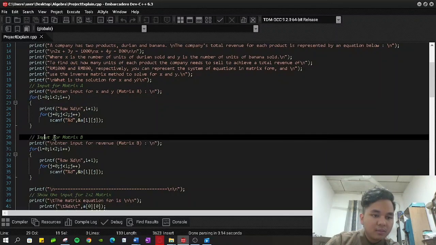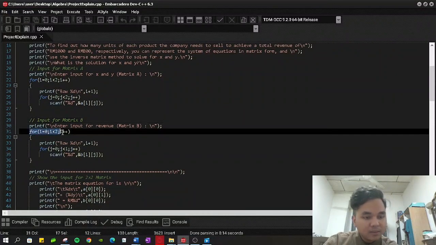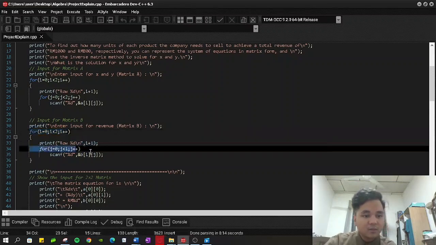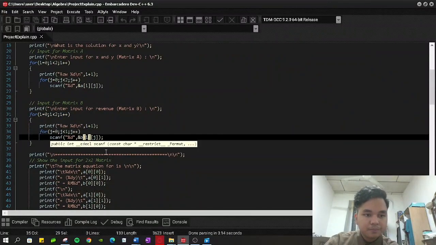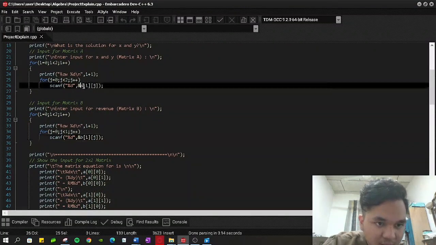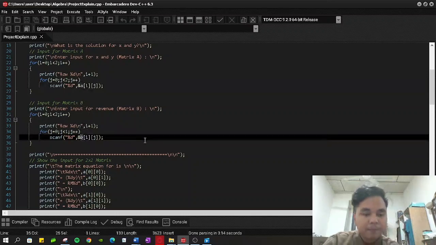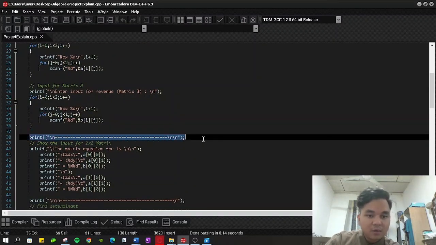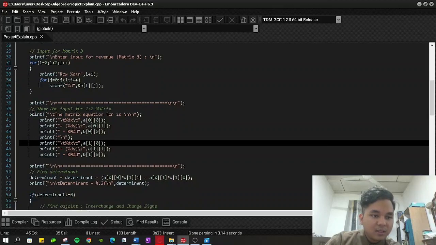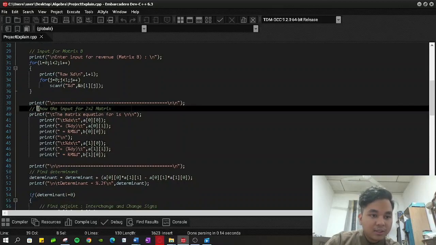So this is the input for matrix B. Enter input for revenue, matrix B. Same loop I for row, which row, and this is for loop J. As you can see here, the difference is A and B. Okay, this is a line to divide the section. Okay, this is to show the input for the 2x2 matrix.